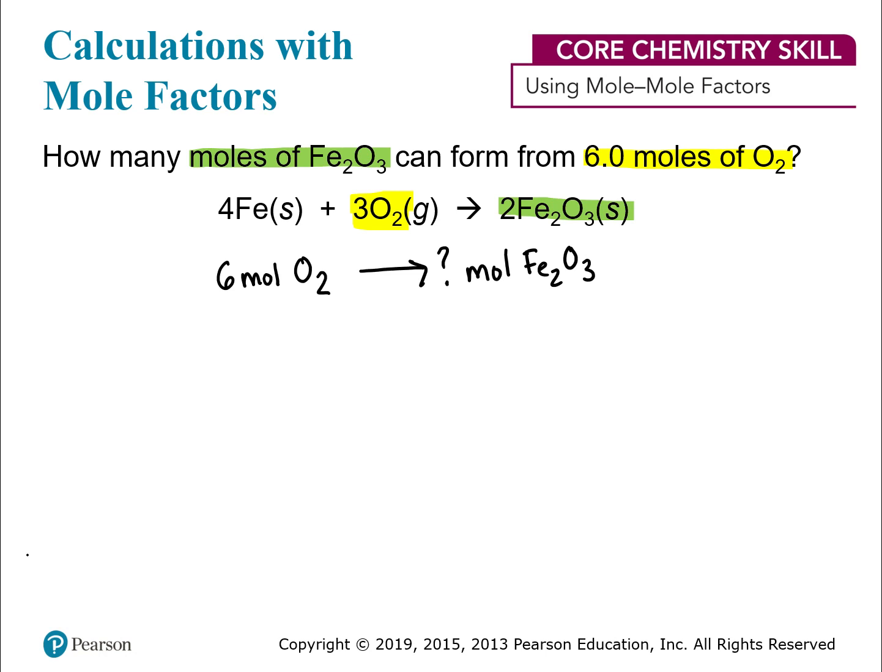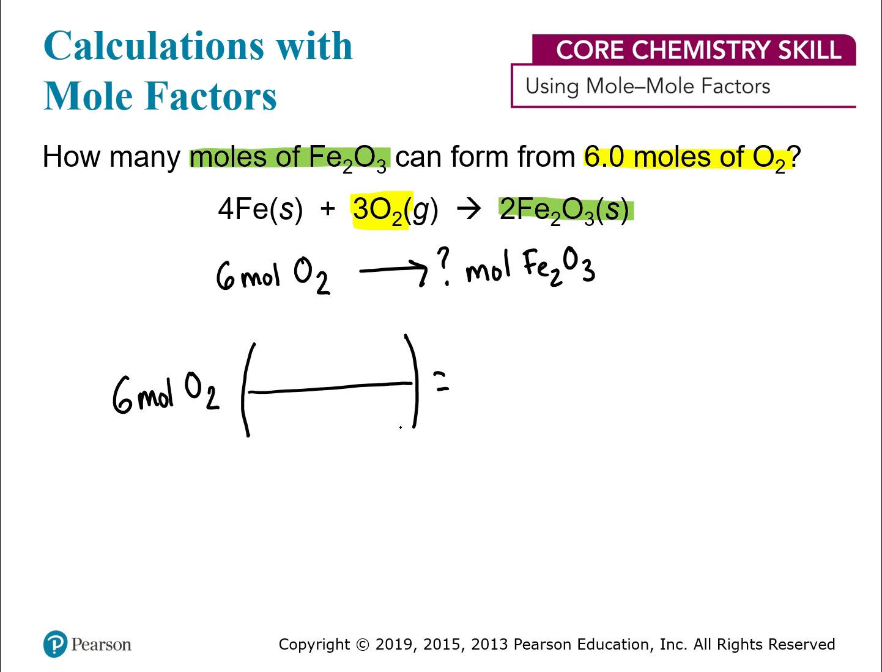We are on the ball today, but I'm going to keep going through so we can see how to get there. To get from the moles of oxygen to the moles of iron 3 oxide, we have to write a mole-mole factor. So that's how we're going to set up our equation. We're starting with the 6 moles of oxygen. We have some kind of mole-mole factor, and we'll use that to get to an answer.